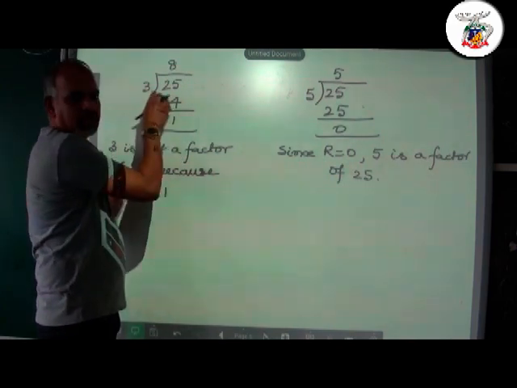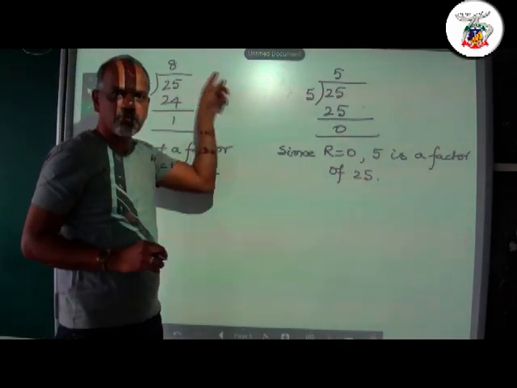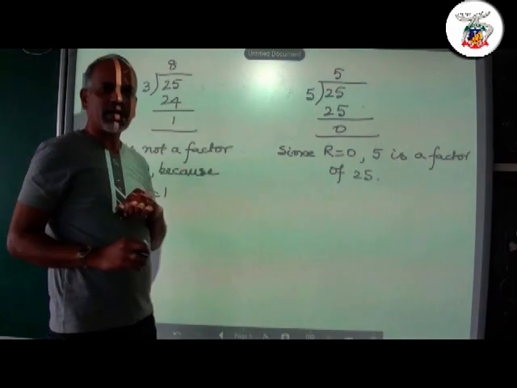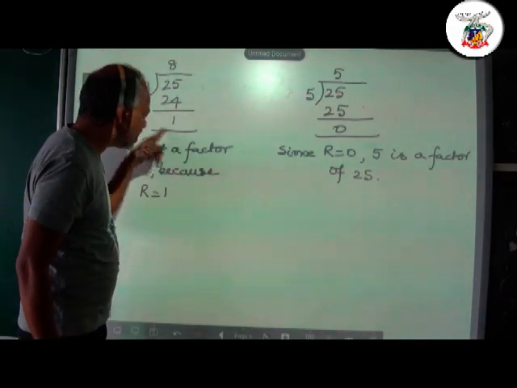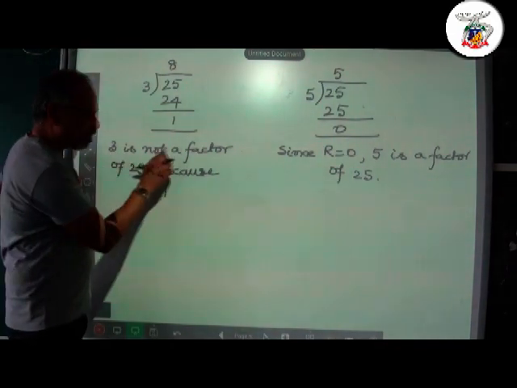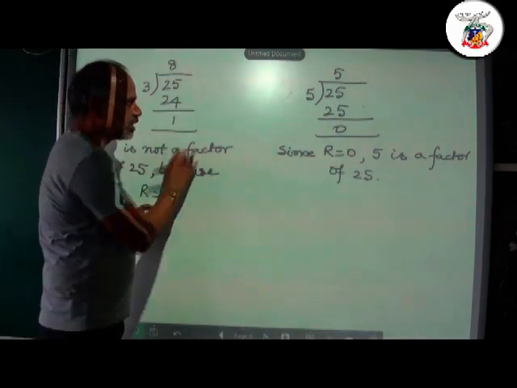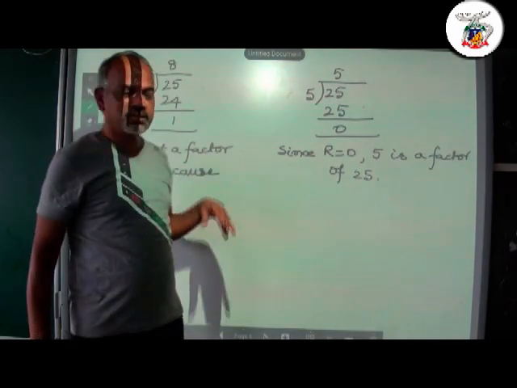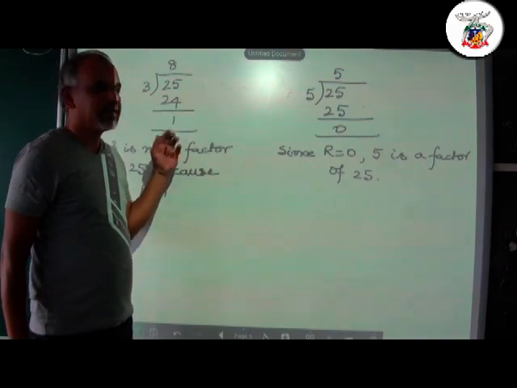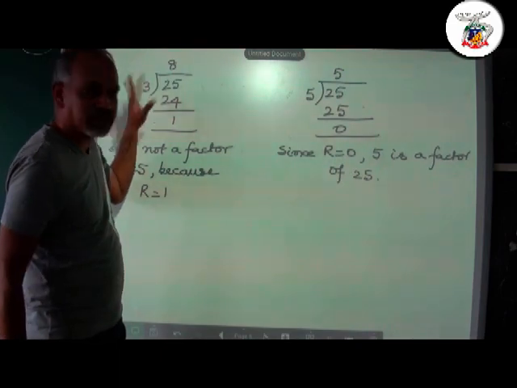So is 3 a factor of 25? Okay. 3 is not a factor of 25 because what is the remainder that you are getting? You are getting a remainder which is 1. So 3 is not a factor of 25 because the remainder equals 1. Okay. Now how do you know whether something is a factor? If it gives a remainder which is 0, then this becomes a factor. In this case it gives a remainder 1, therefore this is not a factor.